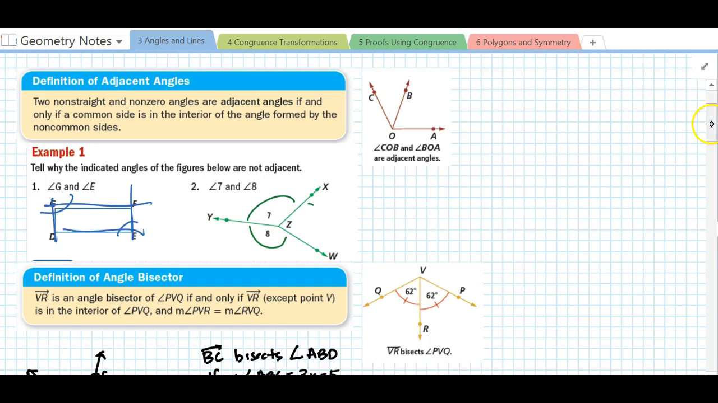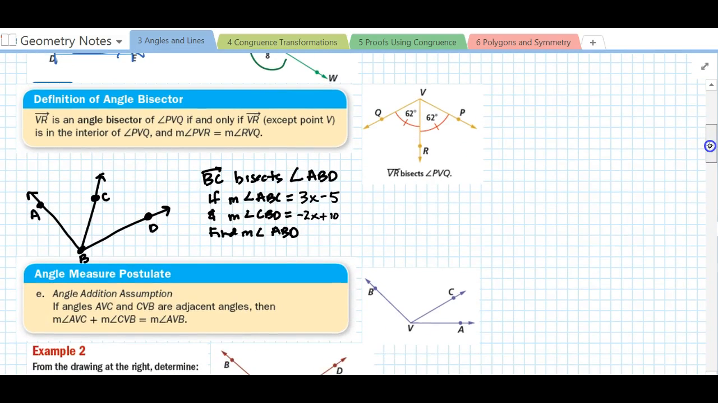We have a lot of vocabulary today, so let's move on to our next vocab word. An angle bisector. An angle bisector bisects an angle. What that means is it cuts it into two. Anytime you see the prefix bi, it means two. And it has to be, again, on the interior of the angle. And the two pieces that the bisector creates are going to be equal in measure.